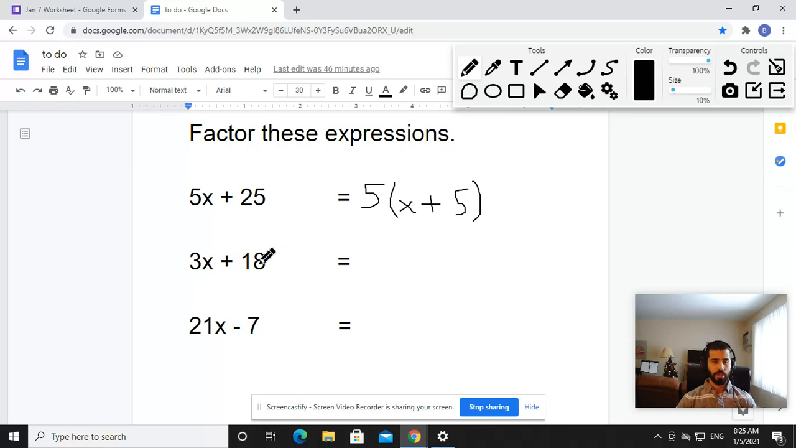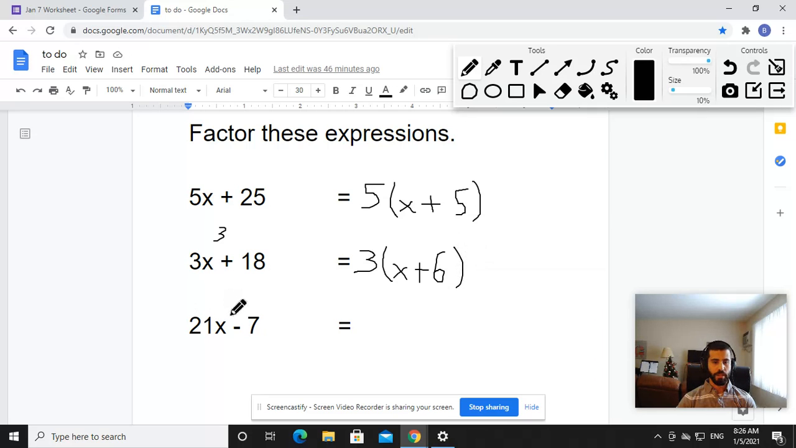Now 3x and 18, well, they can both be divided by 3. If you need extra help on that, go to the frequently asked questions sheet, find the video on greatest common factor if you're struggling with that part. You write that greatest common factor on the outside and then divide them both by 3. x plus 18 divided by 3 is 6.